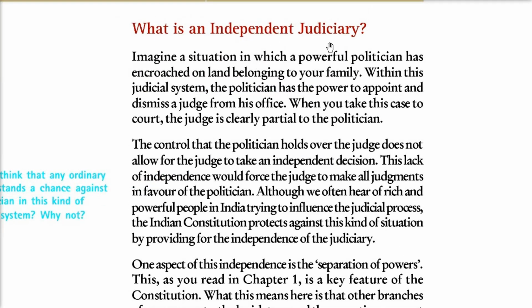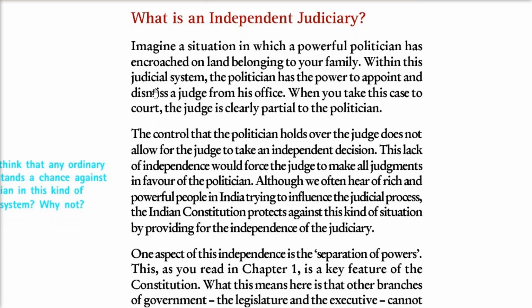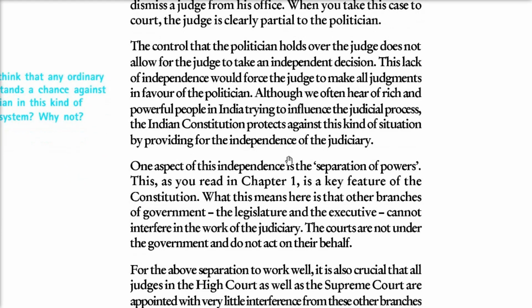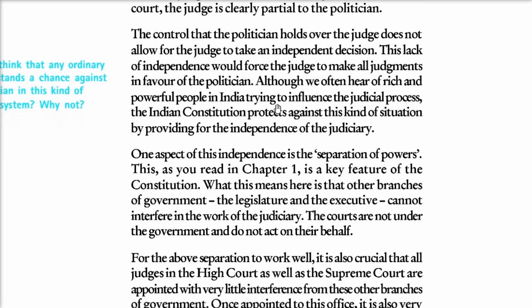What do we mean when we say independent judiciary? Just imagine a situation where a powerful politician has encroached on land belonging to you or your family. If the judicial system is in the hands of, or under the influence of, the politician, then you cannot expect proper justice. So the Constitution has made it very clear that whether it is a rich or powerful person, he may be the President of India or anyone, he may not influence the judicial process.